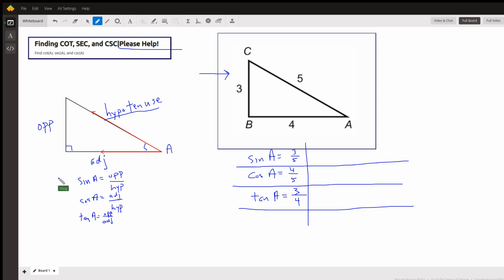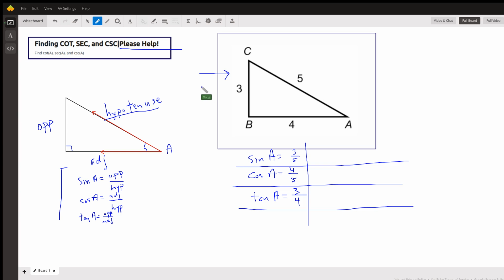And these are the three basic trig ratios right here. The sine of A, we say, in a right triangle is the opposite side over the hypotenuse. Cosine, adjacent over hypotenuse, and tangent, opposite over adjacent.